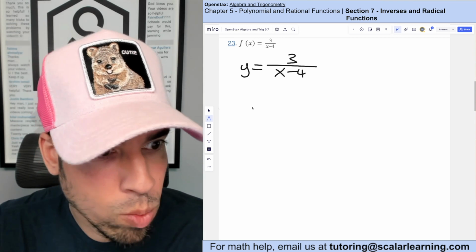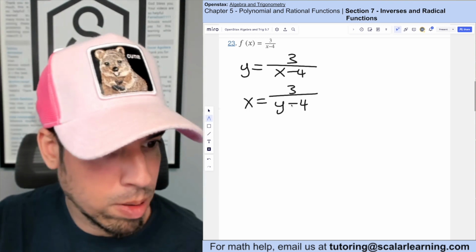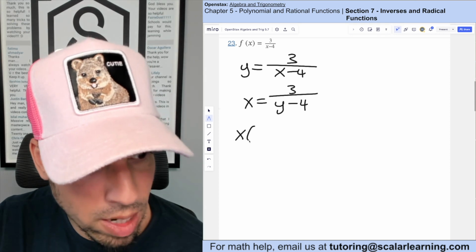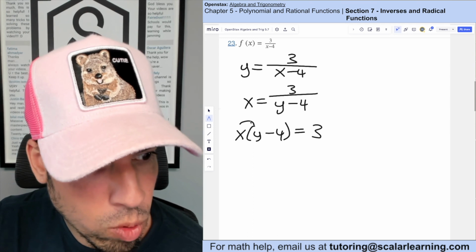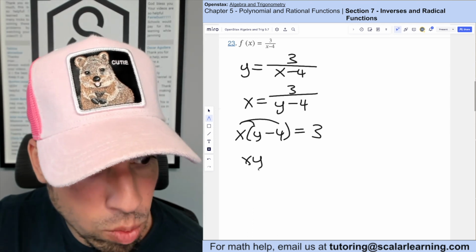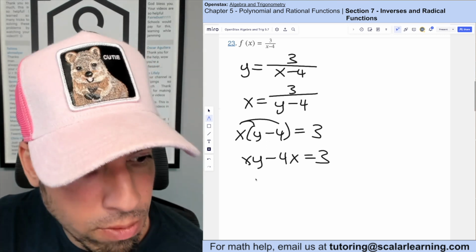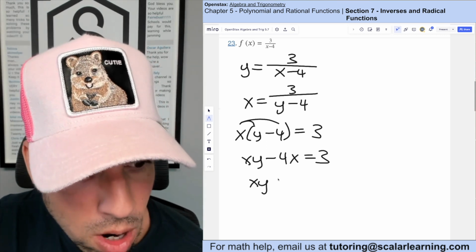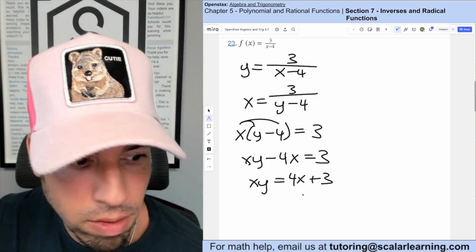For this one, we're going to start by replacing f of x with y. Then we're going to swap the y's and the x's. And then we're going to isolate y. Now, this one I'm going to start by multiplying both sides by y minus 4. So we get x times y minus 4 equals 3. Then I'm going to distribute the x, and I got xy minus 4x equals 3. Then I'm going to add 4x to the other side. So x times y equals 4x plus 3, right? I'm adding the 4x over there.